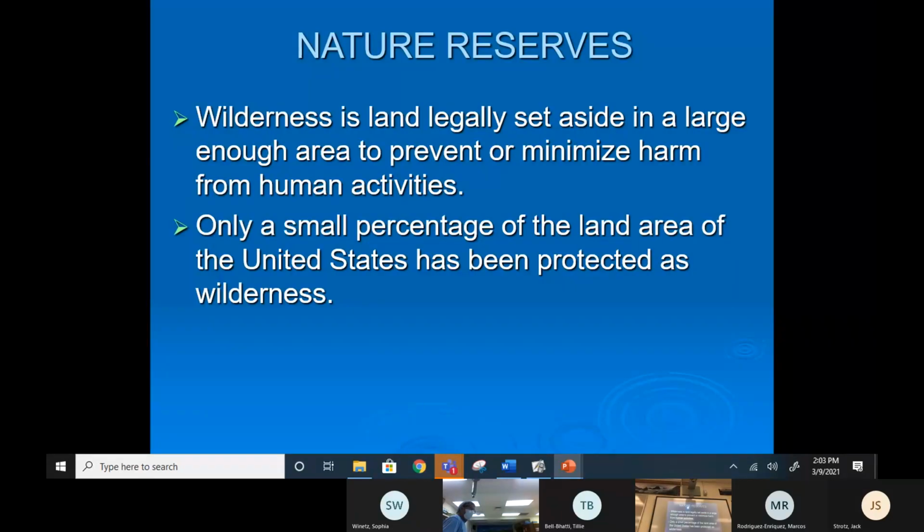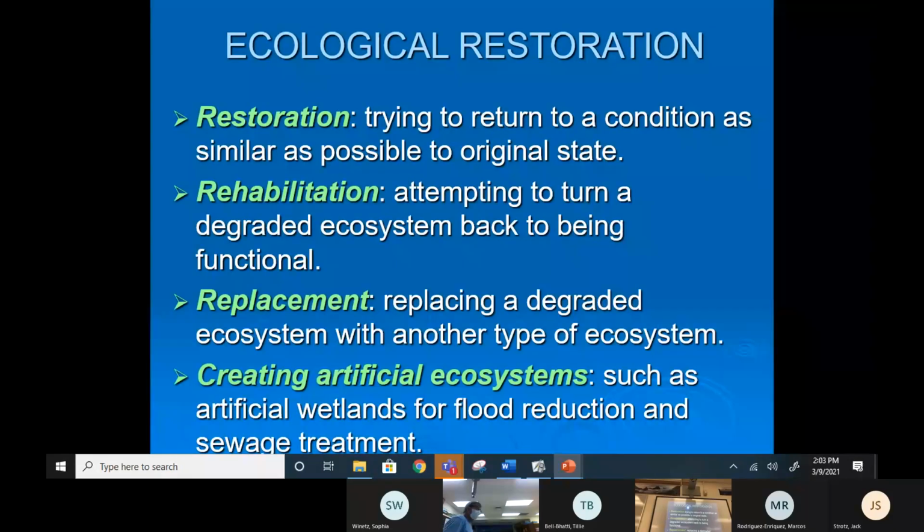Let's see. Okay, we talked about wilderness. Okay, this is what I was driving for. Here we have the 4 R's for restoring ecosystems. Restore it, rehabilitate it, replace it, and artificial ecosystems. That's the 4th R, artificial.